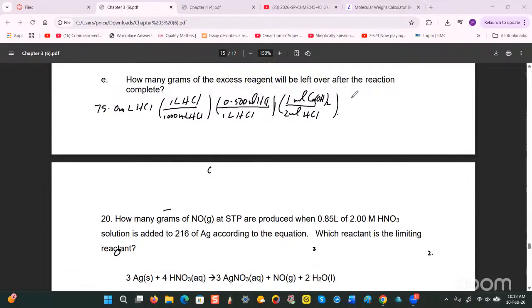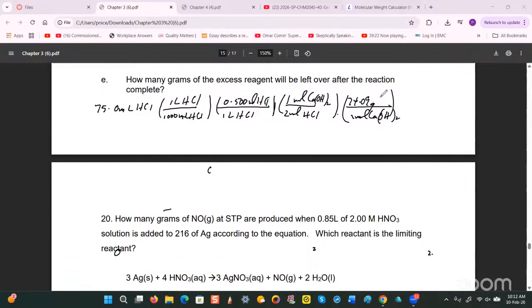And then what we have to do next is to find the mass of calcium hydroxide. So we multiply this by the molar mass of calcium hydroxide. The molar mass goes up here. What's the molar mass of calcium hydroxide? 74.09. Keep forgetting, right?